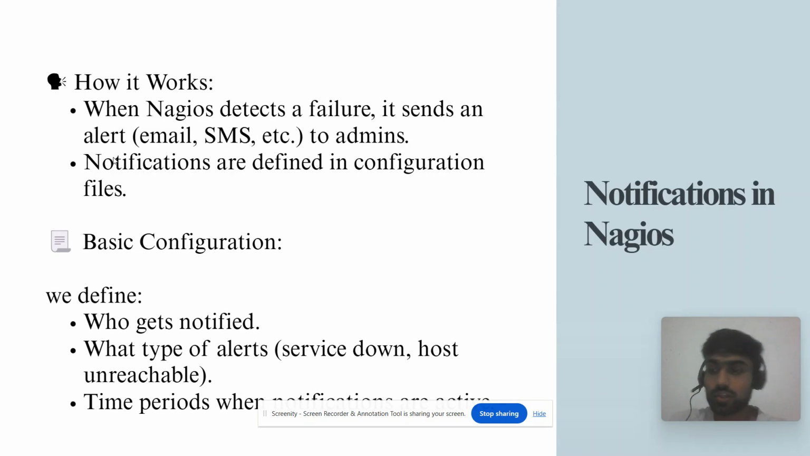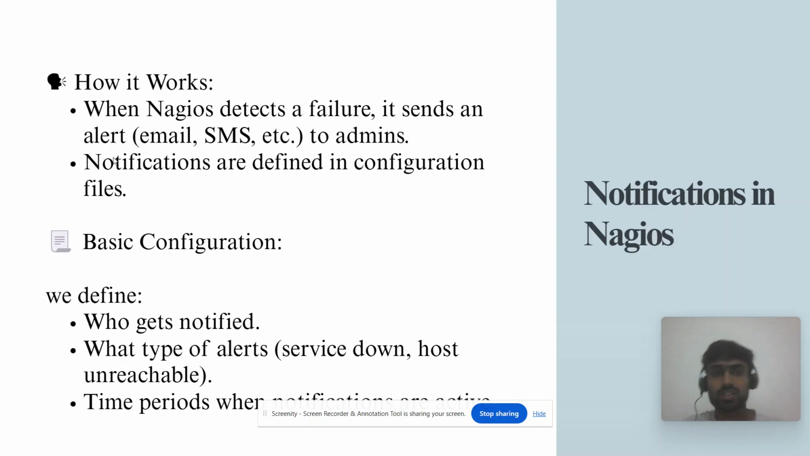Then there are notifications. When something goes wrong, Nagios sends alerts to contacts. Alerts are configured in files. There are some basic files like contacts.cfg, in which it is mentioned who gets the alert. Then there is a file called commands.cfg. In that file, how alerts are sent is written. Then there is a file called timeperiods.cfg, in which it is written when alerts are allowed. So this is how notifications are defined.